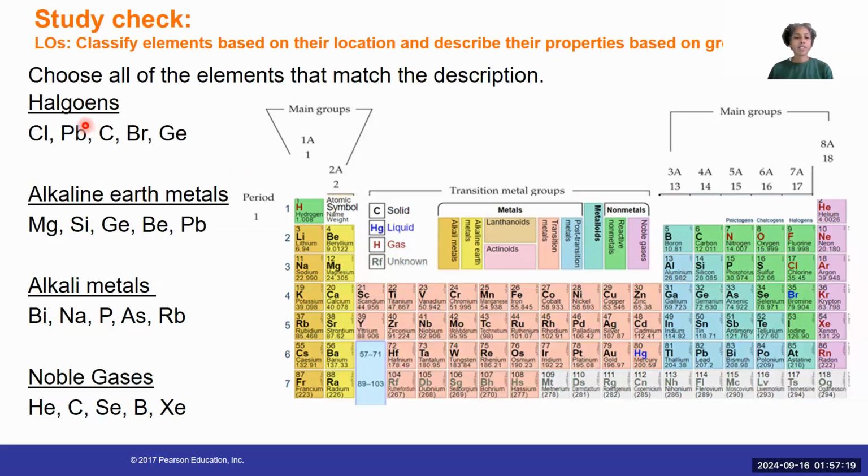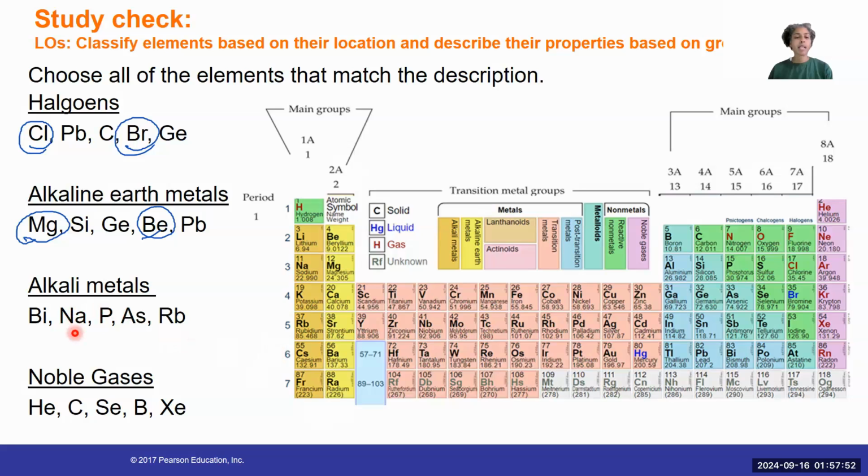So where are the halogens found? Halogens are found in group 7A or 17. So which of the elements in this grouping can we find in group 17? If you chose chlorine and bromine, you were correct. How about alkaline earth metals? They're found here in group 2A. Were you able to classify magnesium and beryllium as alkaline earth metals? If you did, great job.